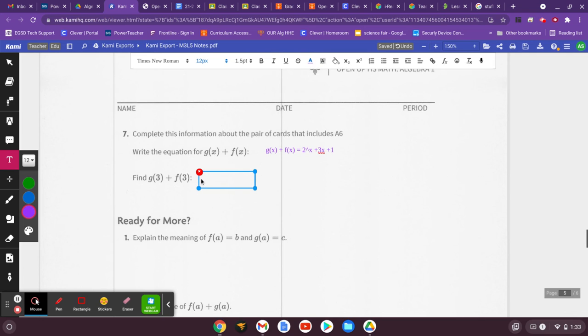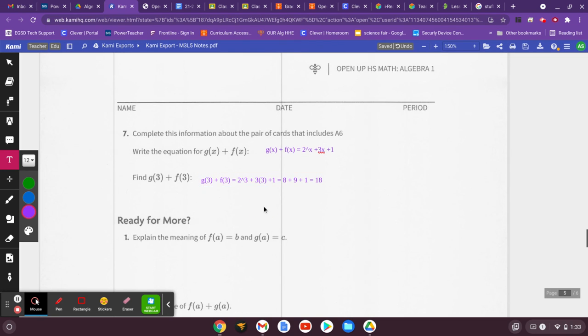So now when we fill it in, g of 3 plus f of 3 equals 2 to the third, because I'm plugging in a 3, plus 3 times 3 plus 1. And that equals, well, 2 to the third is 2 times 2 is 4, times 2 is 8, plus 3 times 3 is 9, plus 1 equals 17 plus 1 is 18. That's our final answer. All right, not too shabby.